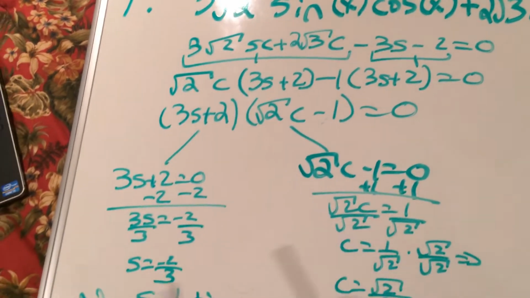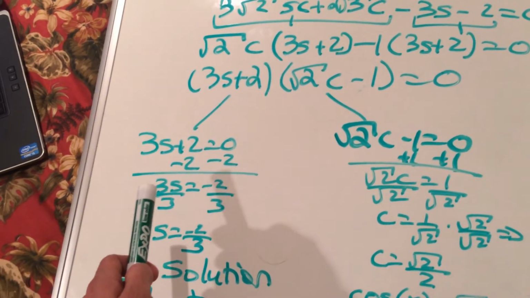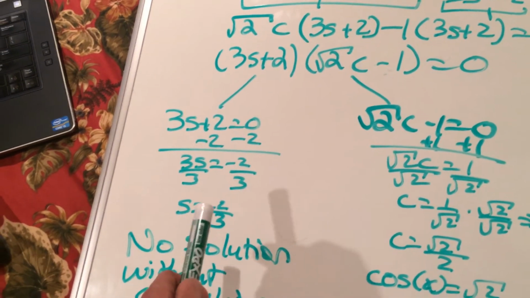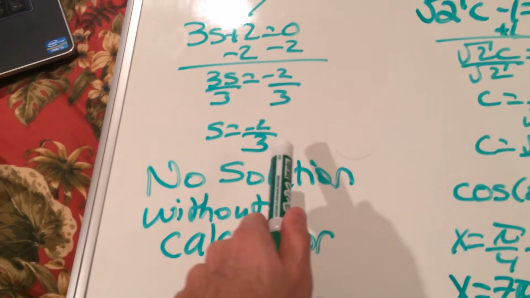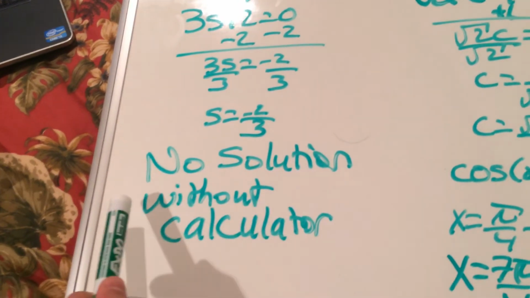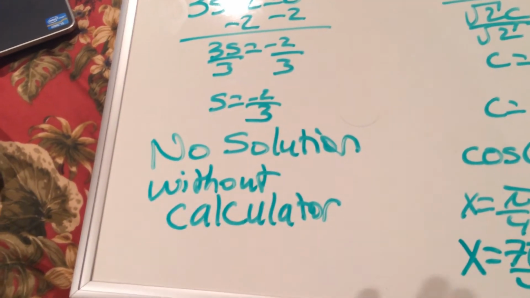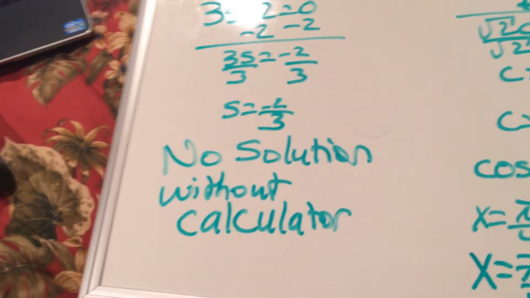Split this into 2. 3s plus 2 equals 0, minus 2 on both sides. 3s equals negative 2, divided by 3. S equals negative 2/3. This does have a solution, but negative 2/3 is not on the unit circle, so I'm going to write no solution without the calculator. You need the calculator to evaluate this. We have not discussed that, so I would say no solution without the calculator.